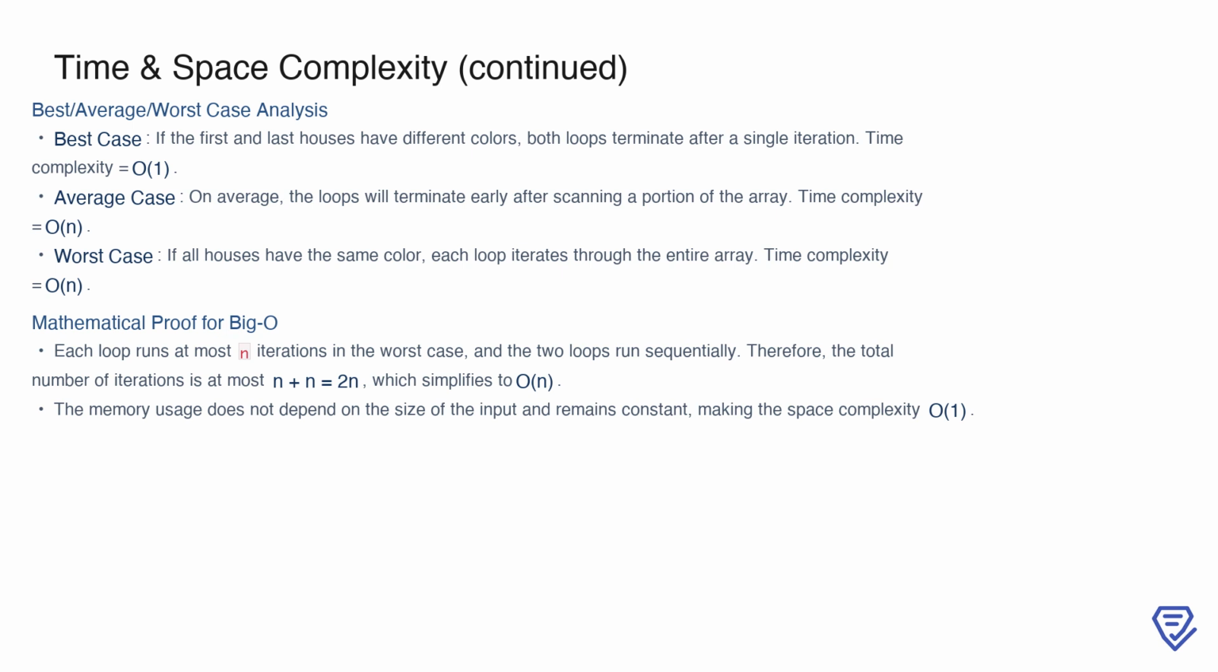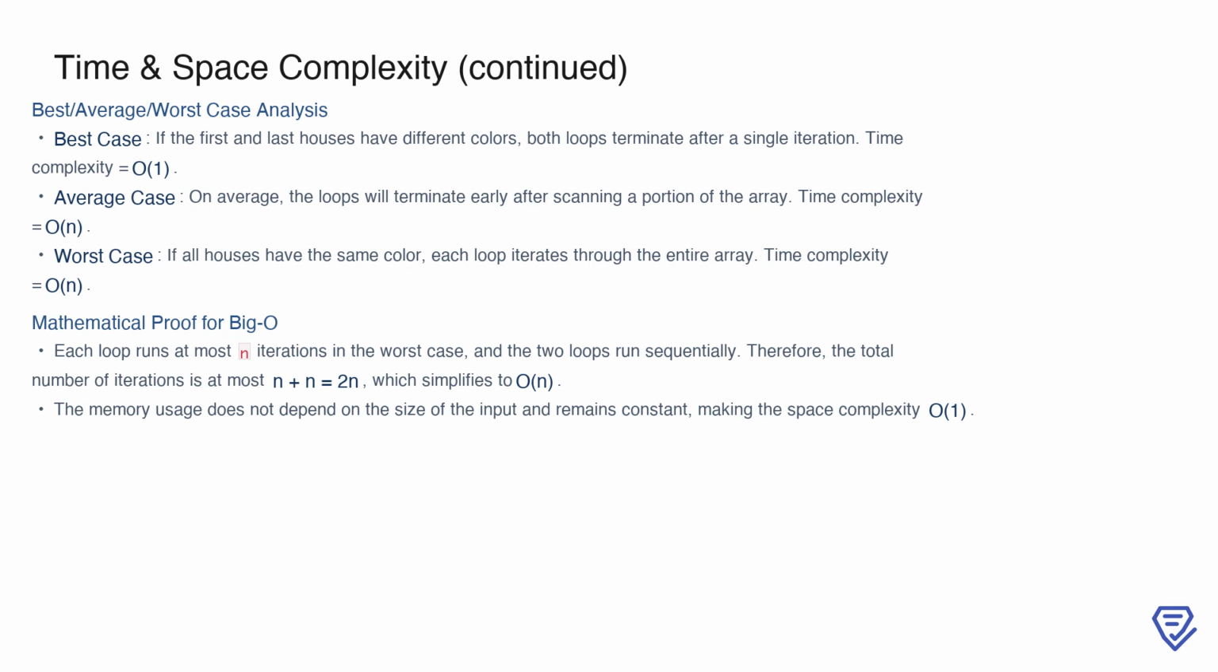In the best case, where the first and last houses already have different colors, both loops terminate after a single iteration, giving us a time complexity of O(1). In an average case, the loops will terminate early after scanning part of the array, resulting in a time complexity of O(n). In the worst case, where all houses are the same color, each loop will iterate through the entire array, making the time complexity O(n).